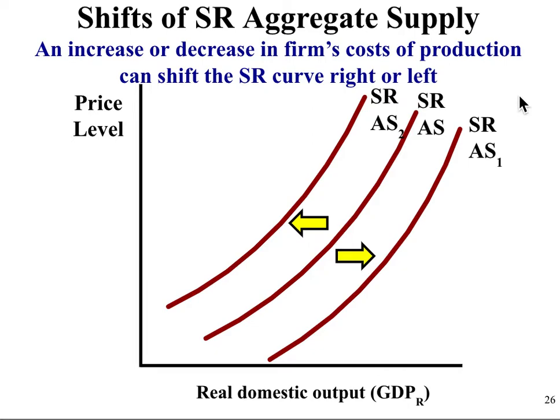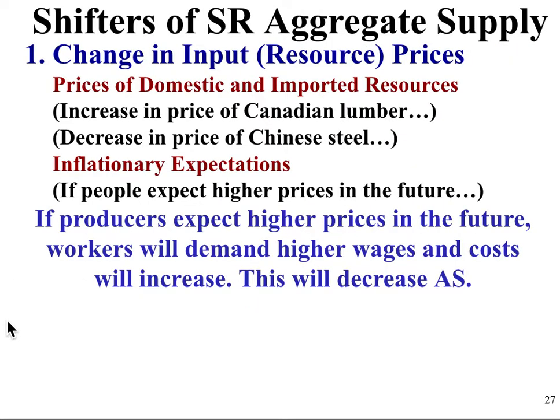So even though we're saying that input prices are sticky, if there's an increase or decrease in the short run of one specific cost of production, we would see the short-run curve shift right or left. So let's look at those examples. If there's a change in import resource price, which we could see from either inflationary expectations or the price of domestic and imported resources, we see a shift to the left or right of that curve.